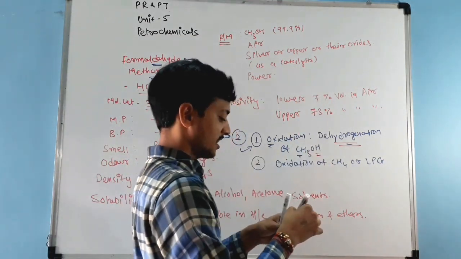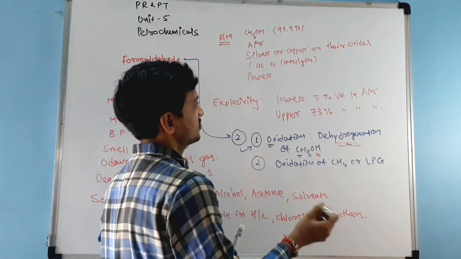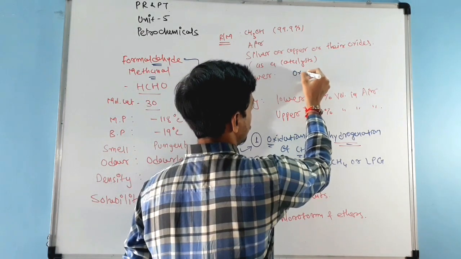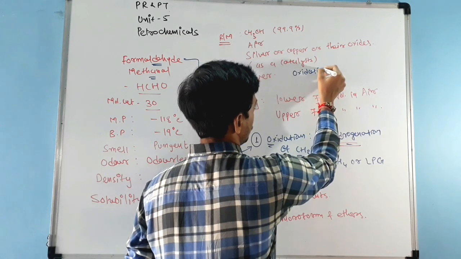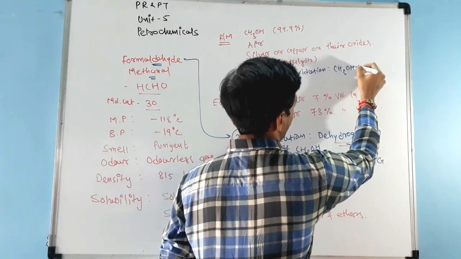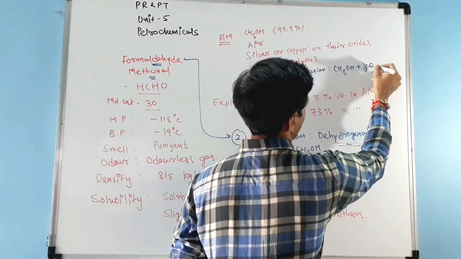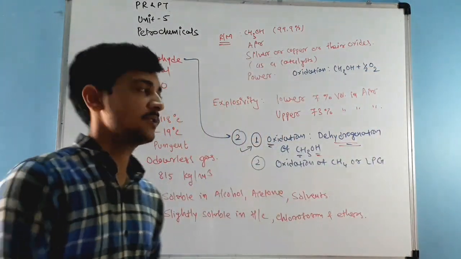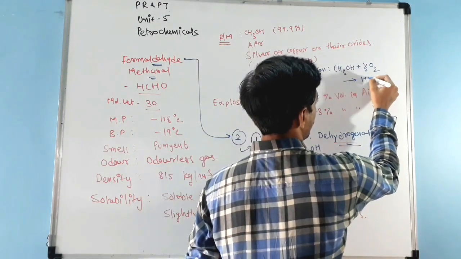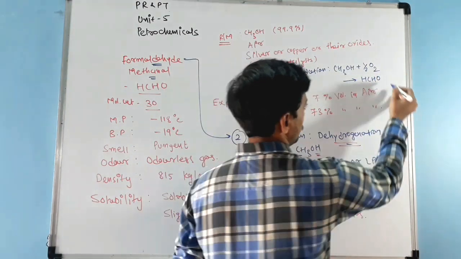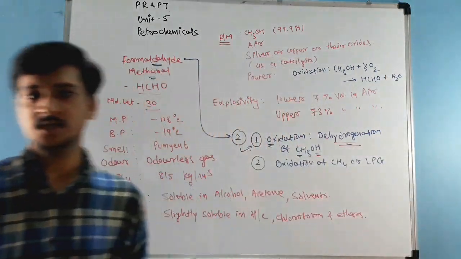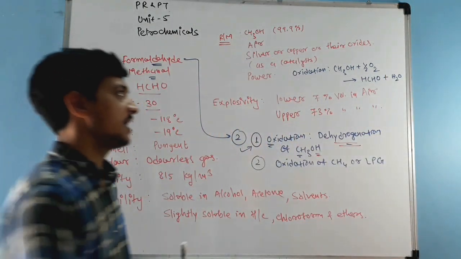Now what are the chemical reactions? The first one is oxidation. Methanol plus 1/2 O2 gives formaldehyde plus H2O. This is an exothermic reaction.